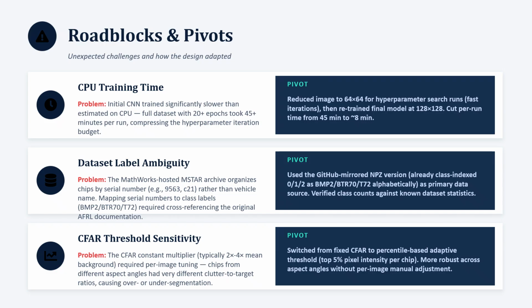So coming to the roadblocks and the pivots, I faced 3 main challenges here. First one is training on CPU was too slow at 45 minutes per run. I fixed this by reducing image size during testing and only using full size for the final model. Second, the dataset labels were organized by serial numbers, not vehicle names. I resolved this by using a pre-labeled version from GitHub. Third, my CFAR threshold was not consistent across different chips. I switched to a percentile-based adaptive threshold, which worked much better.